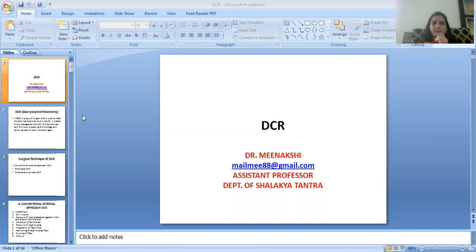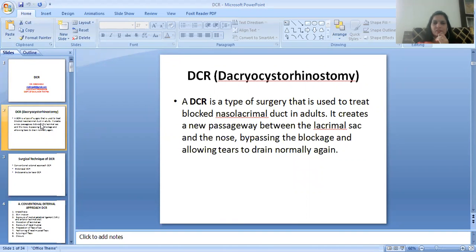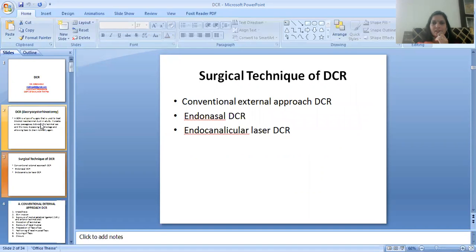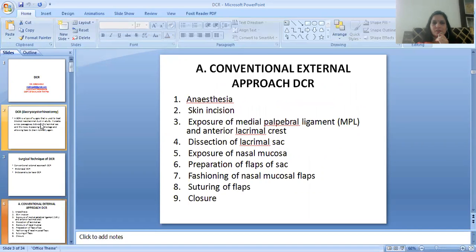आज का हमारा टॉपिक है DCR, which is a surgery for acute dacryocystitis. DCR stands for dacryocysto-rhinostomy. A DCR is a type of surgery that is used to treat blocked nasolacrimal duct in adults. It creates a new passageway between the lacrimal sac and the nose, bypassing the blockage and allowing tears to drain normally again. The surgical techniques of DCR are conventional external approach DCR, endonasal DCR, and endocanalicular laser DCR.